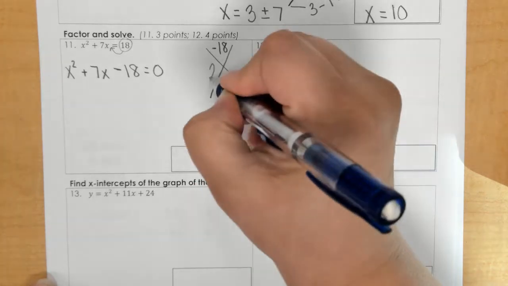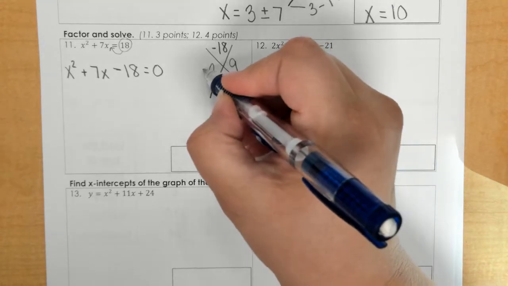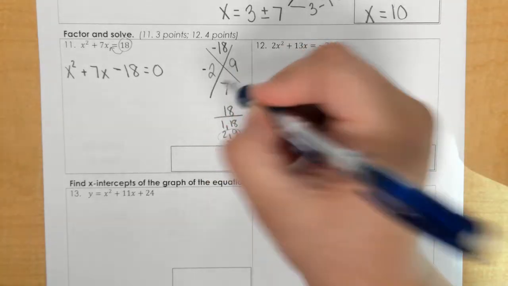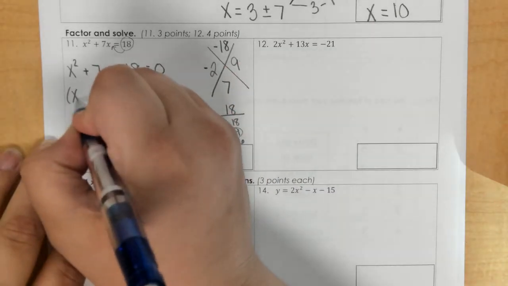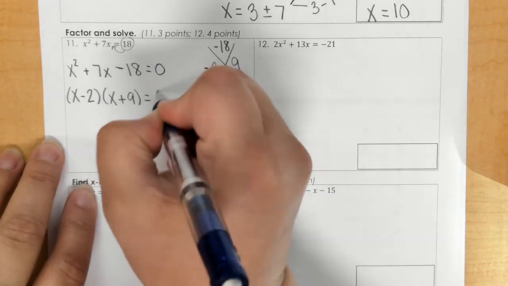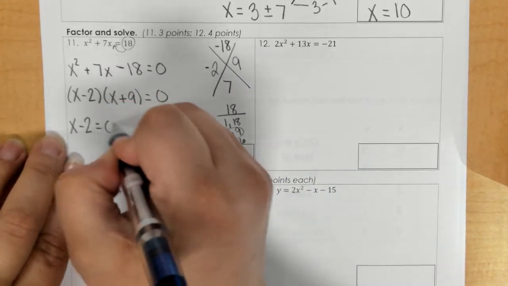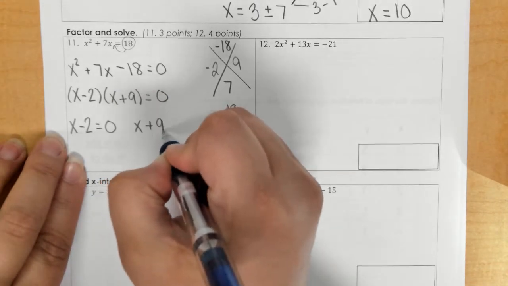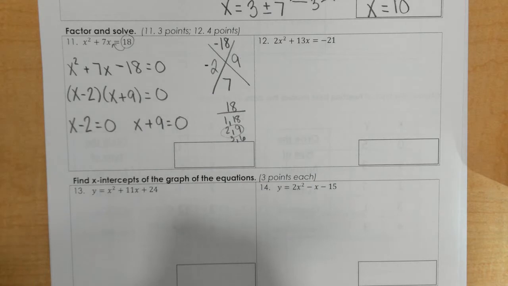So 2 and 9 could subtract to be 7 if the 2 was negative. So 9 minus 2 is 7. 9 times negative 2 is negative 18. So I write it in factored form. And then I would set each expression equal to 0. And then I would solve each one of those equations.